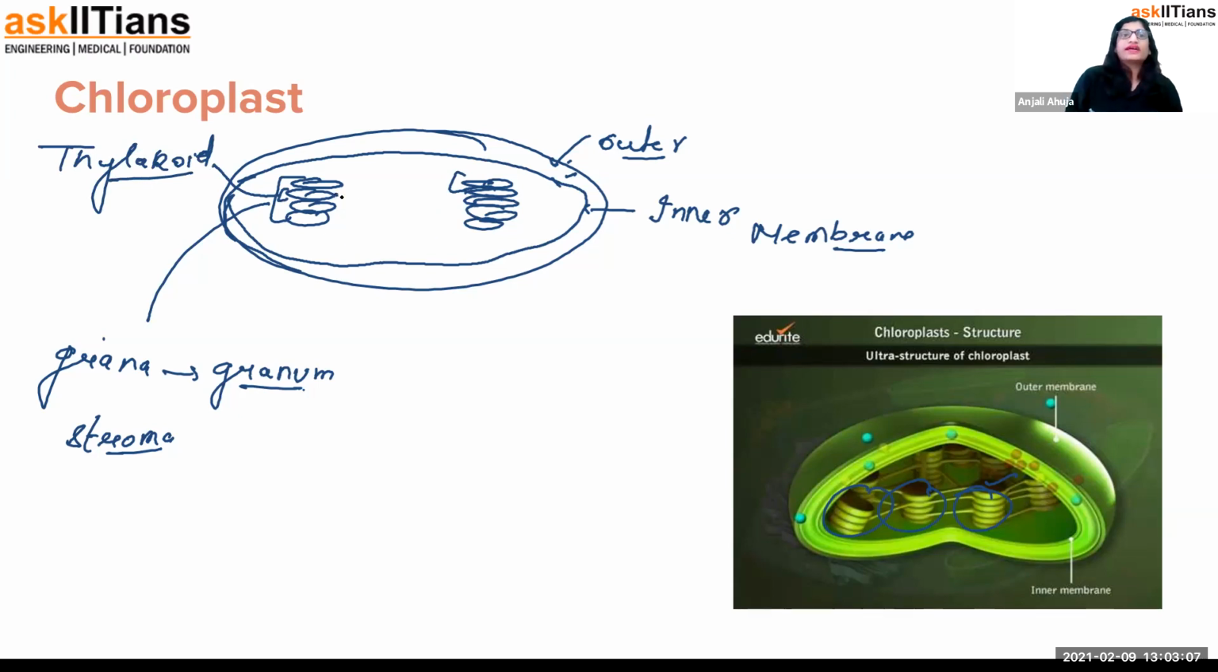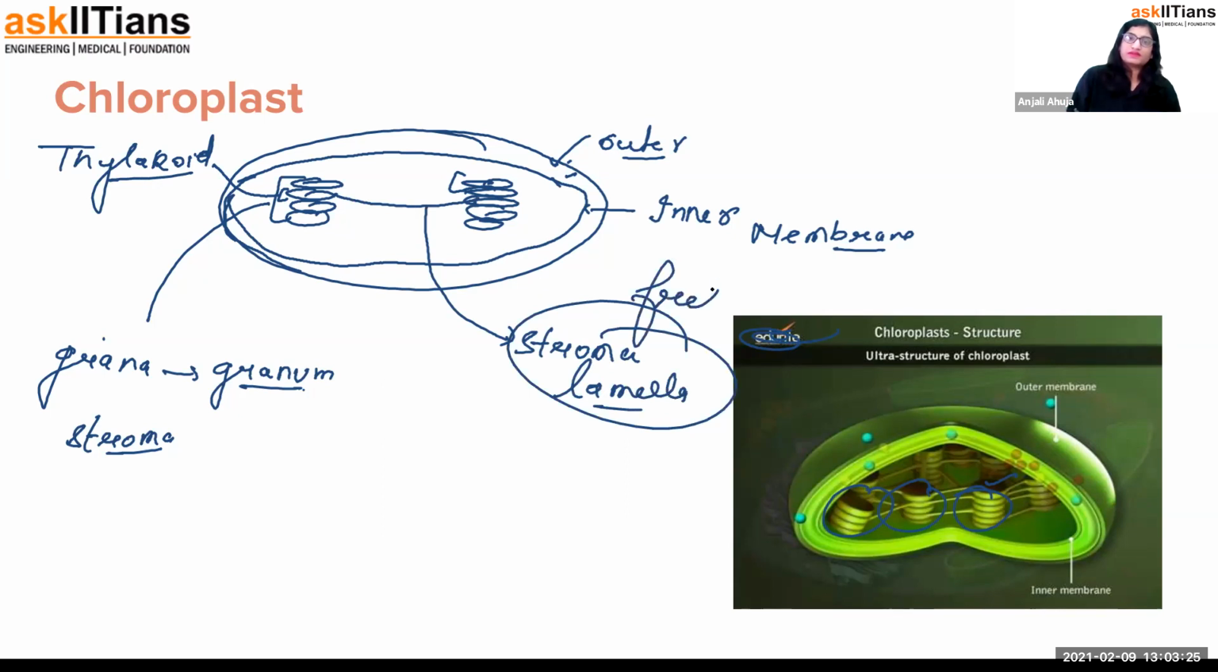Now, all the grana are connected to each other. You'll find many grana, as you see in the picture here and in the video I'm going to show you. So basically the point is that they're connected to each other, and we call these connections stroma lamellae. We also call them Fret channels. And now guys, the fluid part externally is known as stroma.